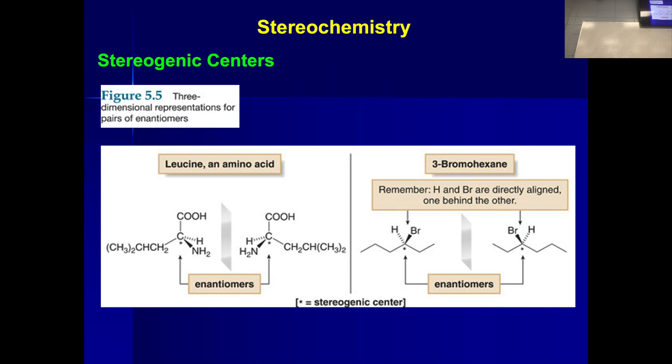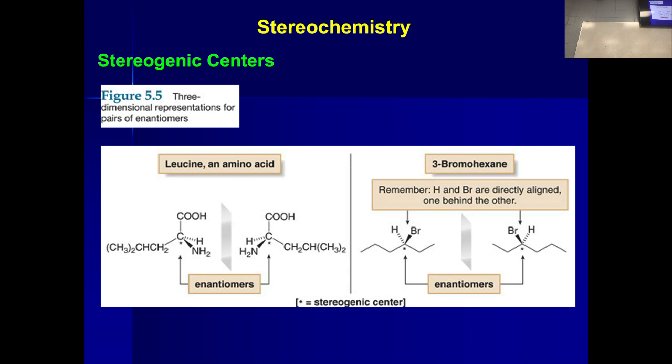But it's a chiral molecule. If you look at the carbon atom right here, it has a nitrogen attached to it, a hydrogen, a carbon, and a carboxylic acid group. Those are 4 different things around that. And so it and its mirror image are in fact non-superimposable. And that star is either, you'll hear me use the word chiral center or stereogenic center. They mean the same thing. Okay? And so that's where the chirality is.